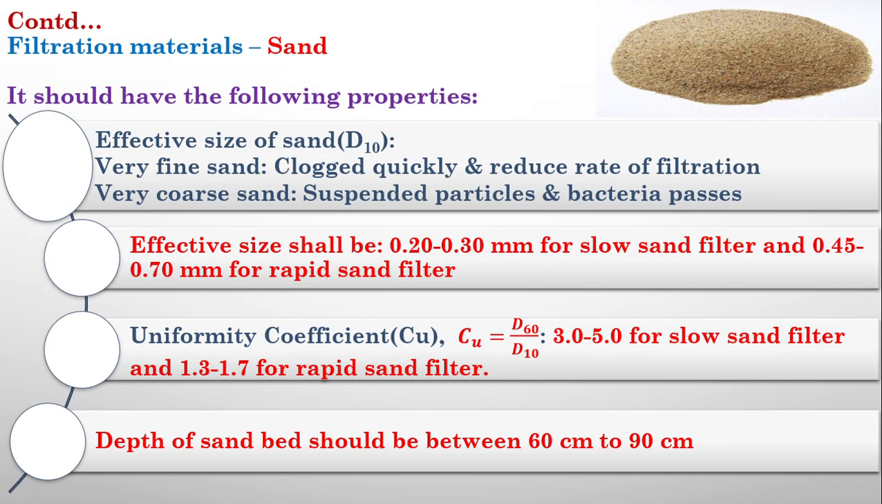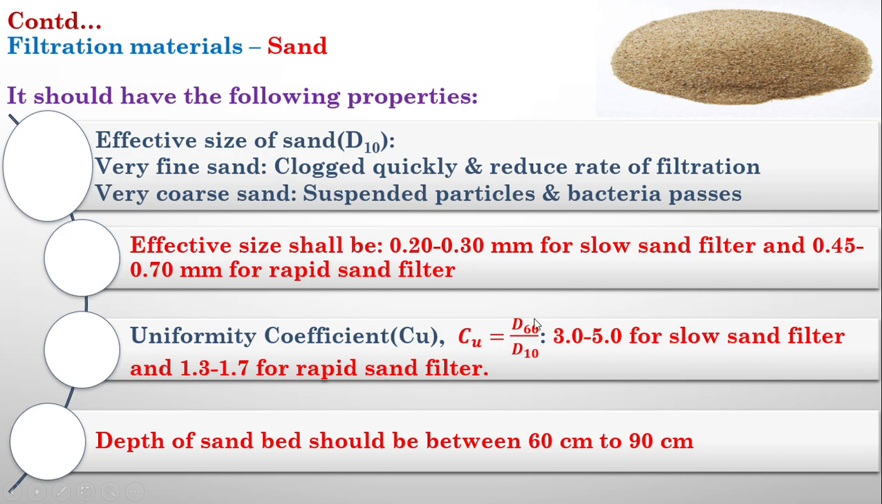The second point, again about sand, is the effective size of the particles. Sand particles have different sizes, right? The effective size of the particles to be used as a filter is 0.2 to 0.3 mm for slow sand filters. These are a type of filter. And 0.45 to 0.7 mm for rapid sand filters. We will see these filters later, and these are the effective sizes to be chosen. When the size is very fine, it will clog. When it is very coarse, suspended particles will not be trapped. So we have to choose an optimum size.